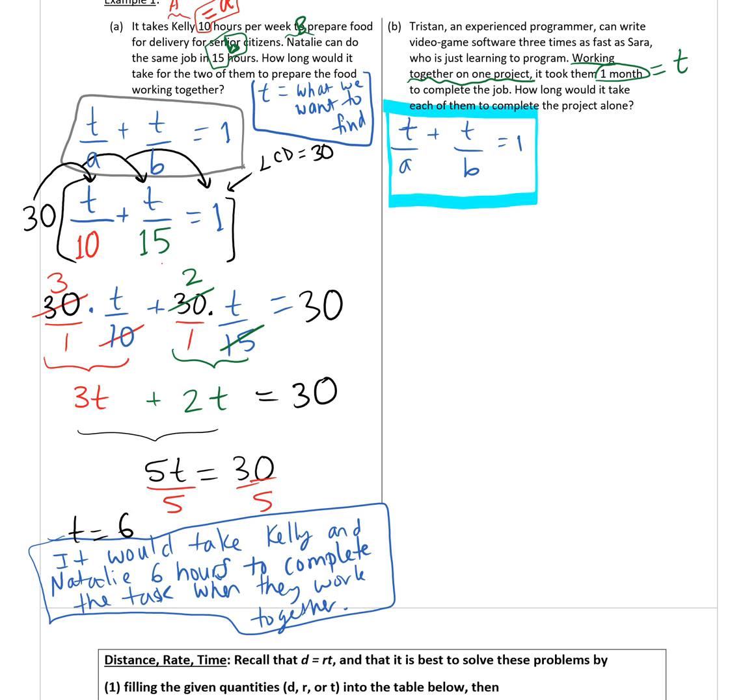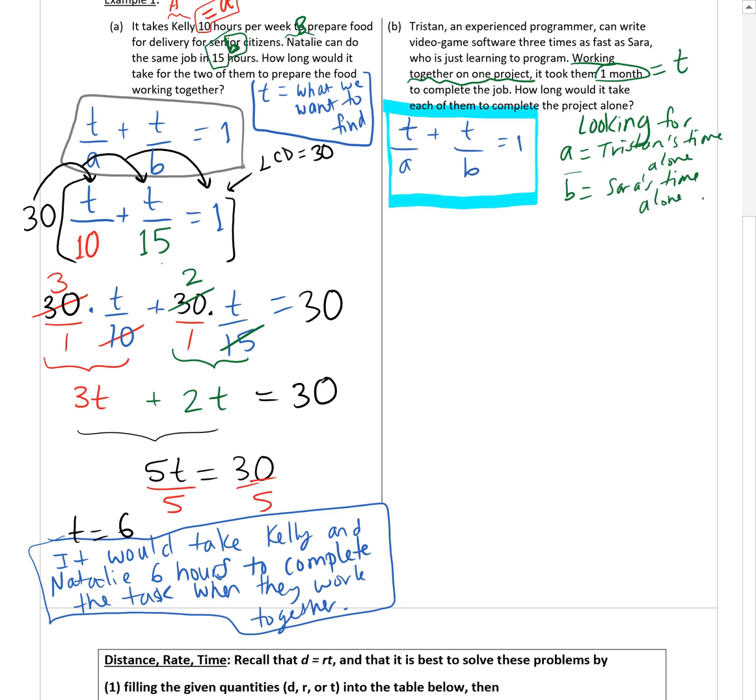Well, I know lowercase t. I guess I don't know A or B, though. How long would it take each of them to complete the project alone? So I guess what we're looking for is A and B, because that's how long it takes each of them to work alone. I guess we'll say A is how long it took the first guy, Tristan. Tristan's time alone, I guess I should say. And then B would be Sarah's time alone.